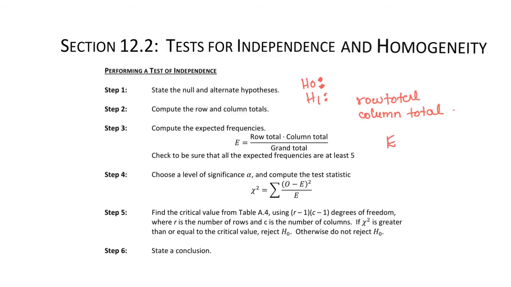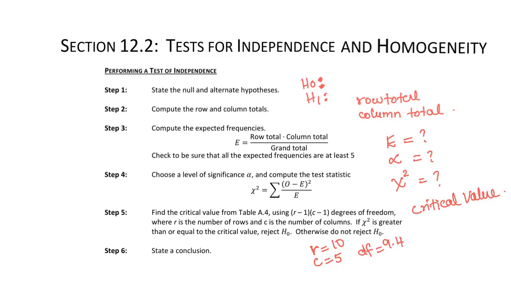Then find the expected frequency. Then choose alpha. Then find the test statistic chi-square. So find all these. Then find the critical value. So assume there are 10 rows and 5 columns. So degrees of freedom will be 9 times 4, 36, like that. Because it will be one less than each one and multiply together.